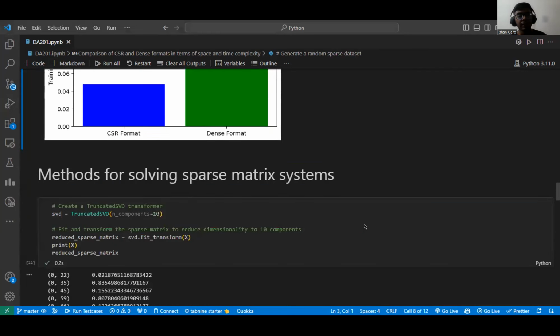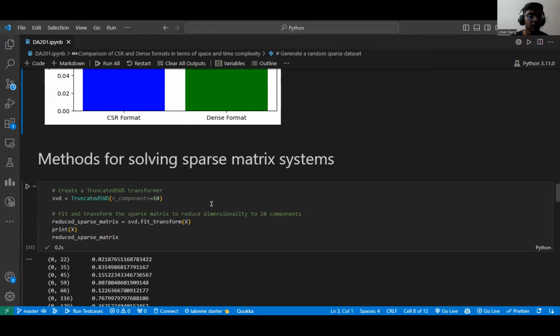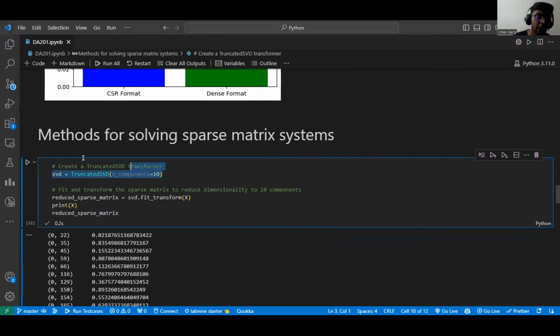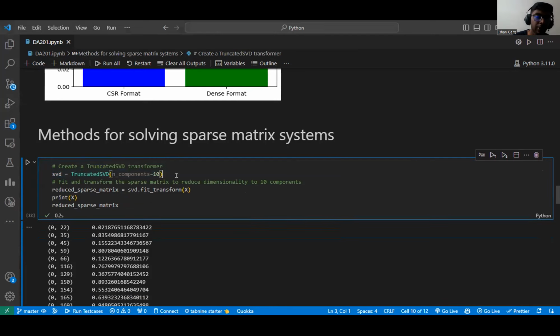Now, how to solve the systems? Code for truncated SVD. The Python library directly provides us truncated SVD. We are using a truncated SVD transformer and we want the components to be 10. That is, at the end, we only want 10 main components for our features.